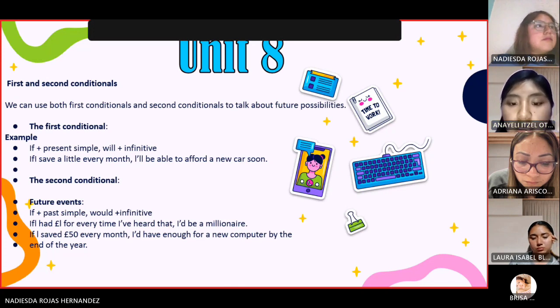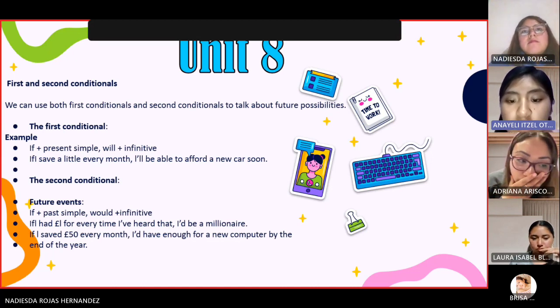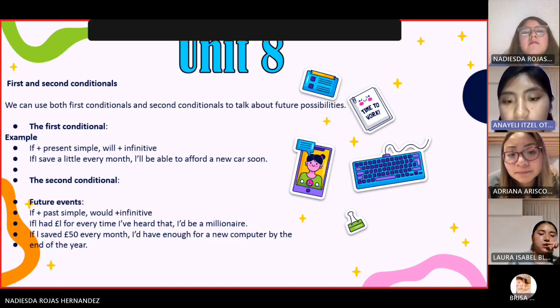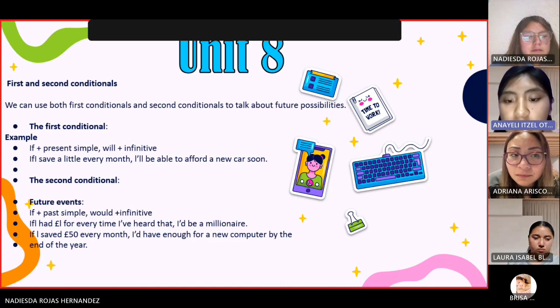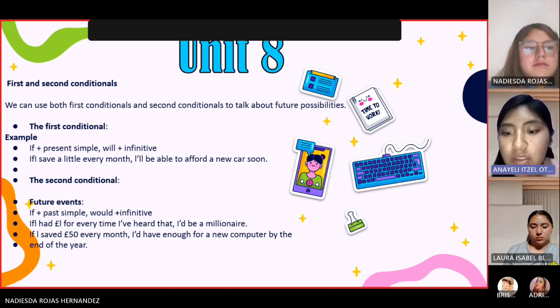In the unit, we can use both first conditional and second conditional to talk about future possibilities. The first conditional describes possibility of future events and the expected result of those events. For example, if plus present simple plus will plus infinitive. If I save a little every month, I will be able to afford a new car soon.